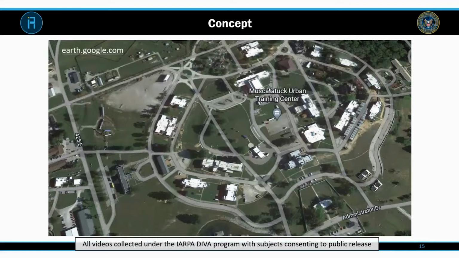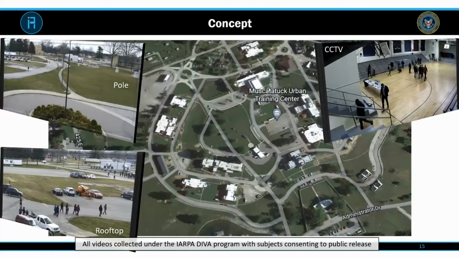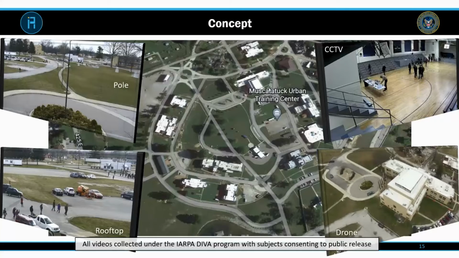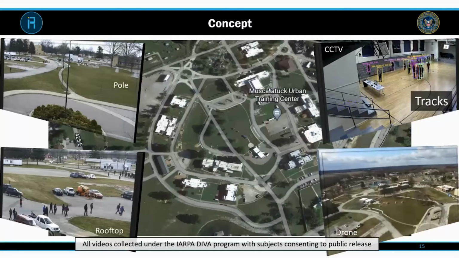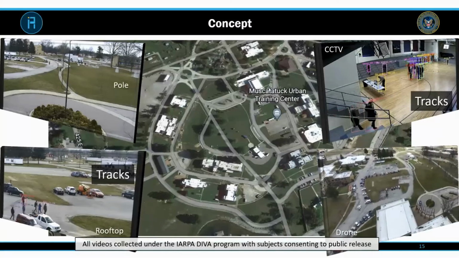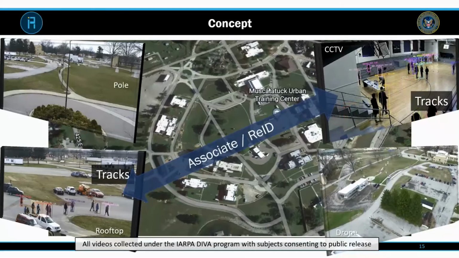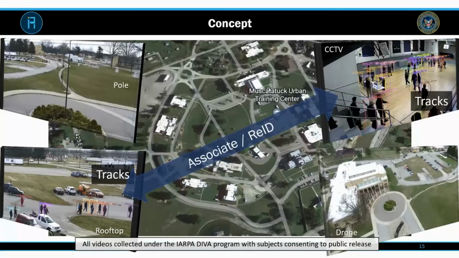Here, we show the concept pictorially. There are many different sensors that are available for different areas, such as rooftop sensors, pole-mounted sensors, indoor CCTV footage, drone footage. Within a given sensor footage, you can track the objects that are present, as we see in the upper right and the lower left. And then we can associate that data, re-identify those objects across the different camera feeds.